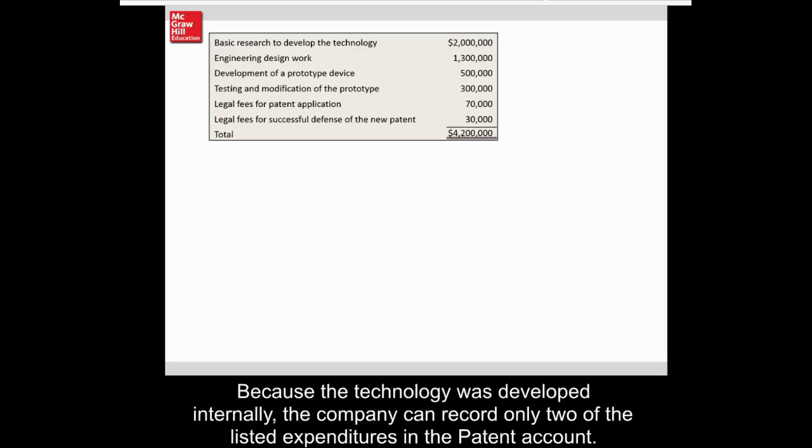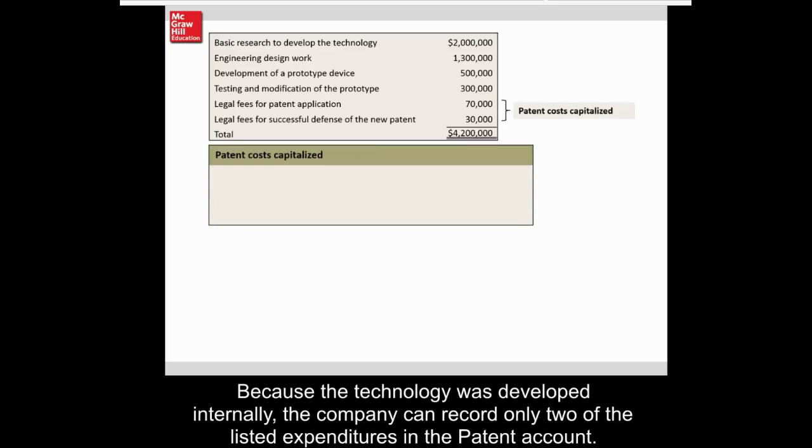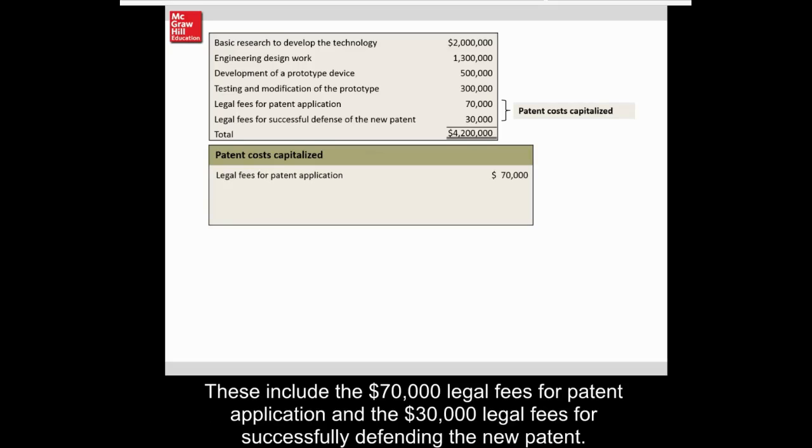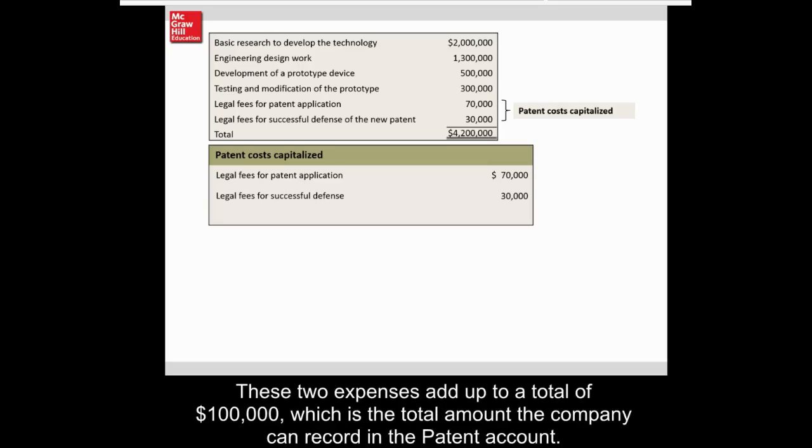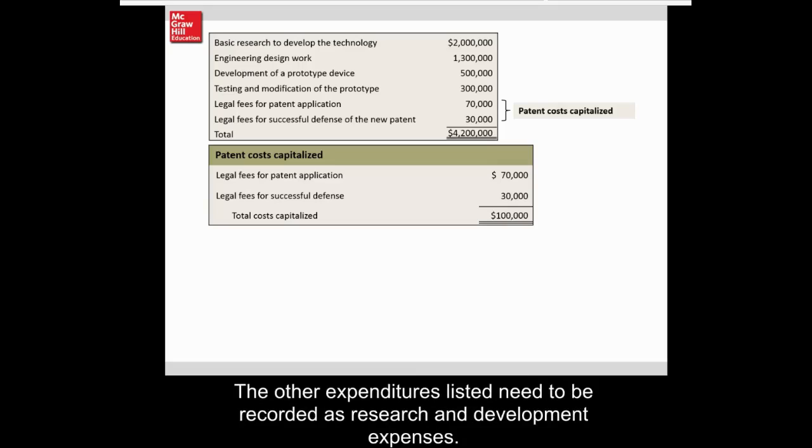Because the technology was developed internally, the company can record only 2 of the listed expenditures in the patent account. These include the $70,000 legal fees for patent application and the $30,000 legal fees for successfully defending the new patent. These 2 expenses add up to a total of $100,000, which is the total amount the company can record in the patent account. The other expenditures listed need to be recorded as research and development expenses.